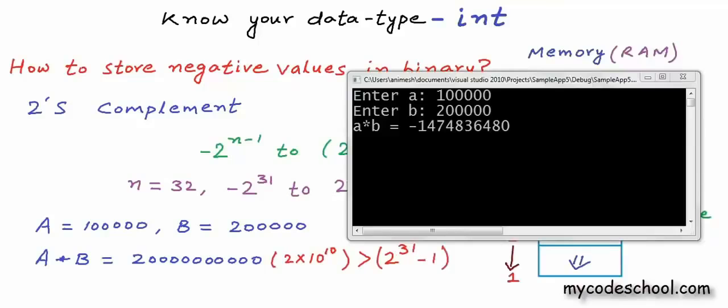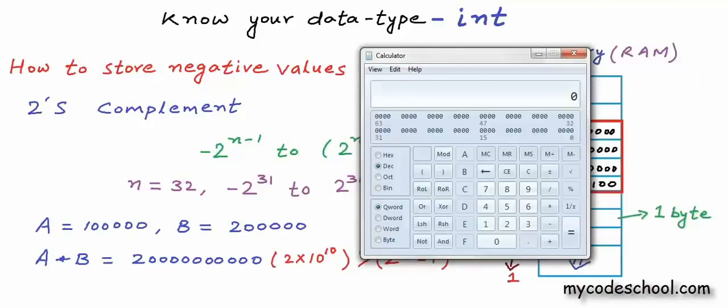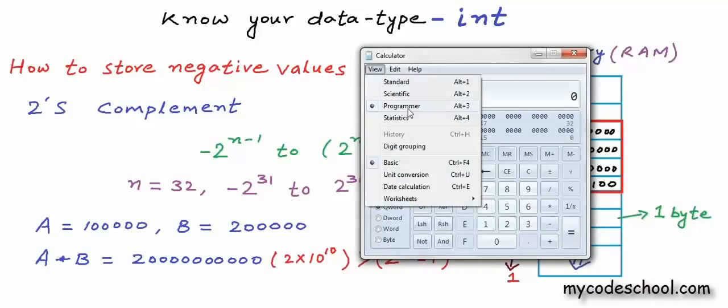If you remember, upon running the program we were getting this value, -1474836480. Now I'll show you something interesting. I have opened Calculator on my Windows machine, and from the View menu I have selected programmer mode.